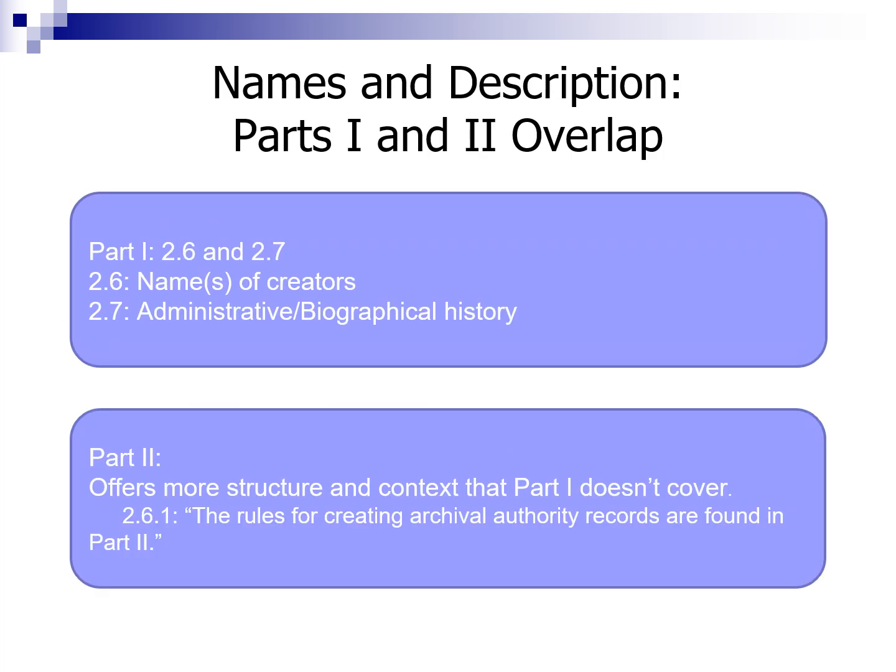It may be helpful to note here the overlap between Part 1 and Part 2. Rules 2.6 and 2.7 in Part 1 address the identification of creators and their background or history. Part 2 provides more guidance on creating the authority records for those creators and their descriptions. Rule 2.6.1 actually directs us to Part 2 for this guidance.